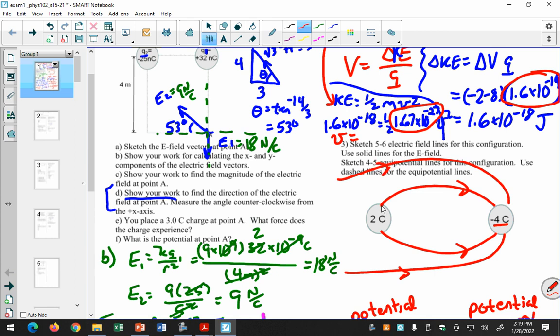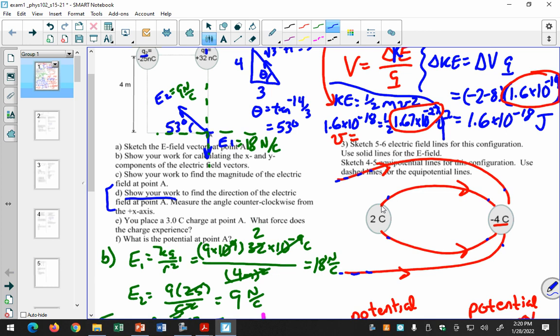So notice there are 2 field lines here, 2 field lines here and here, and then there are twice as many over here. There are 4. And these field lines then, they go off into infinity, or they're really, I guess, originating from infinity.